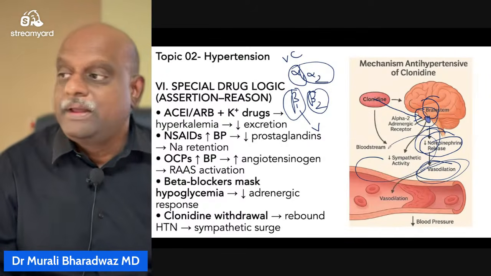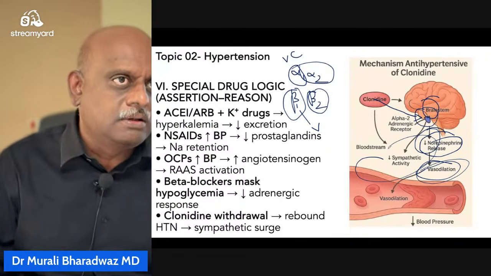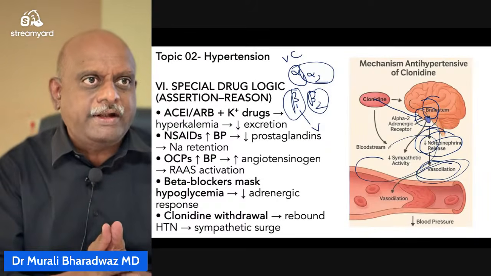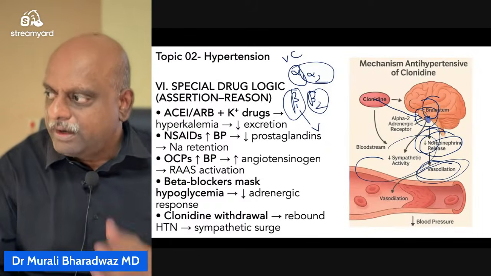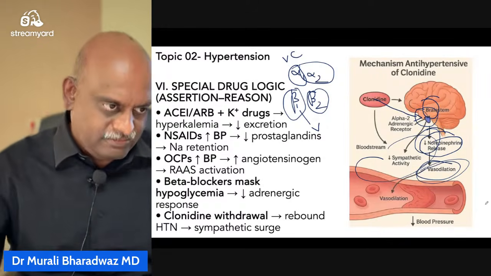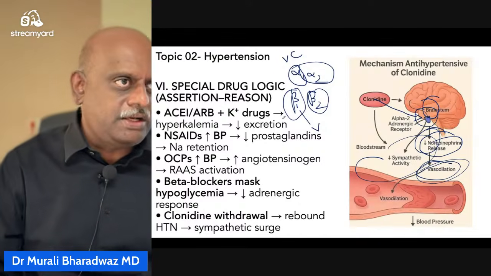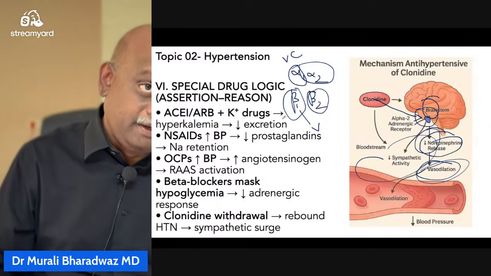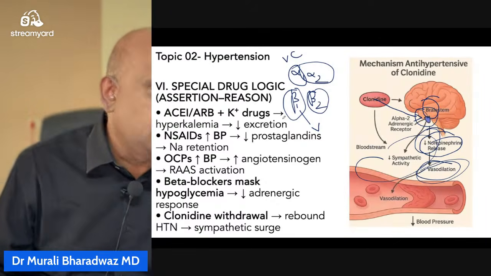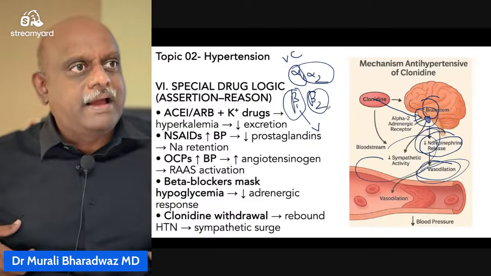Clear? Let me say it once more. Alpha 1 stimulation leads to vasoconstriction, BP high. Alpha 2 stimulation leads to decreased norepinephrine release and decreased sympathetic activity, vasodilatation, and antihypertensive. Beta 1 stimulation leads to hypertension. Beta 1 blocking leads to antihypertensive.